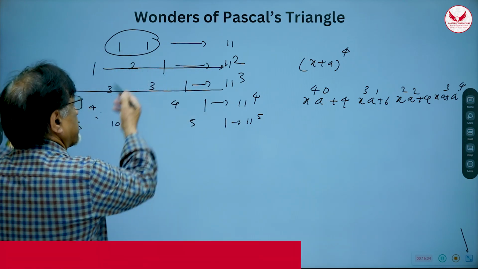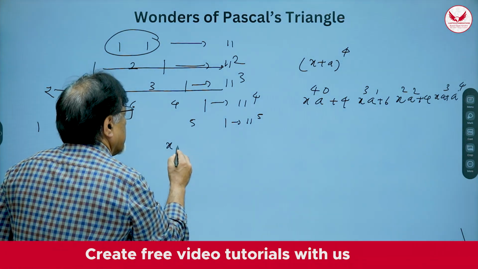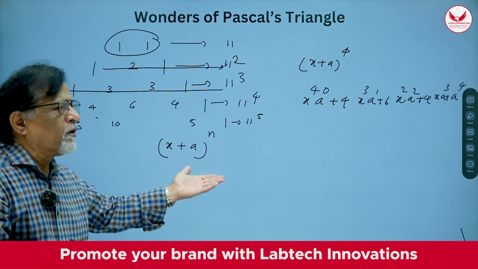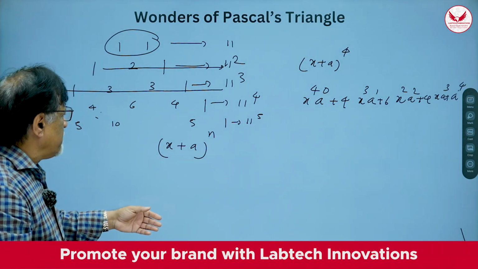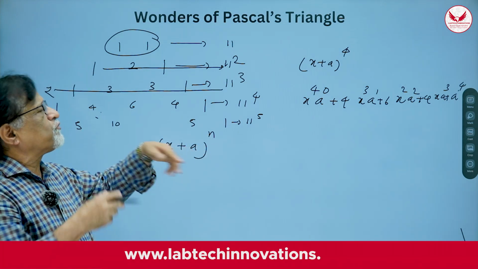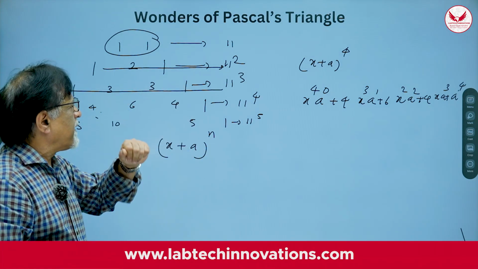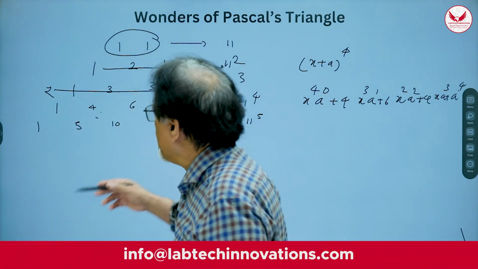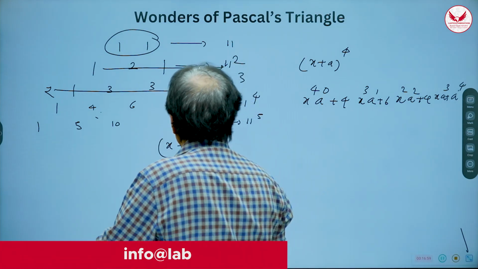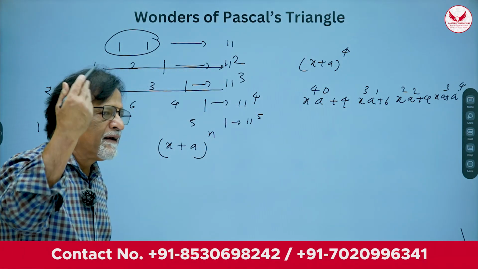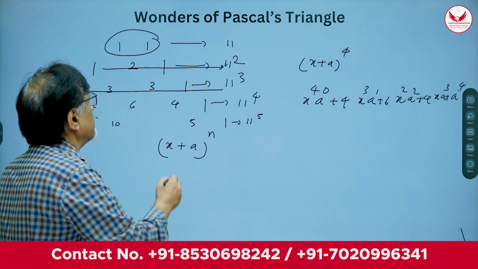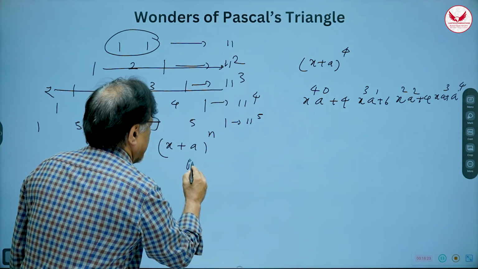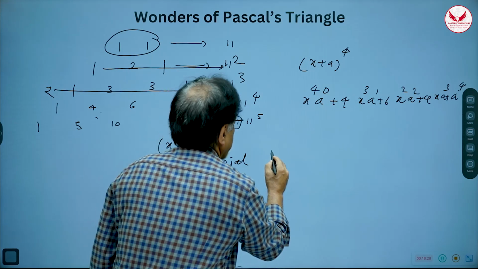That means this triangle can lead me to any power of x plus a, x plus a raised to n. Now this particular thing is called the binomial theorem. And binomial theorem means how to expand x plus a raised to any power. Even if you want to find out the 100th power, all you have to do is go through this process 100 times, and you will be able to get the coefficients of all these terms, right? Now, this is a separate topic where we will come back to the binomial theorem. And that is why these numbers are called binomial coefficients.